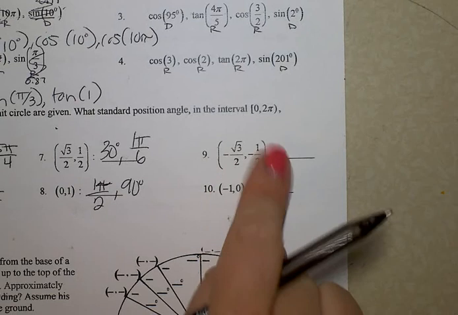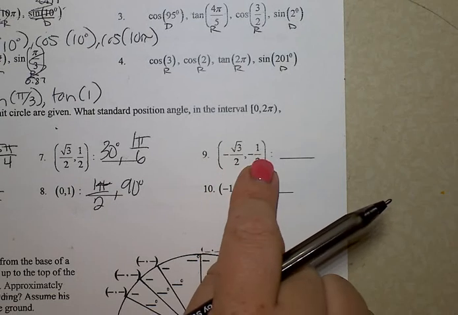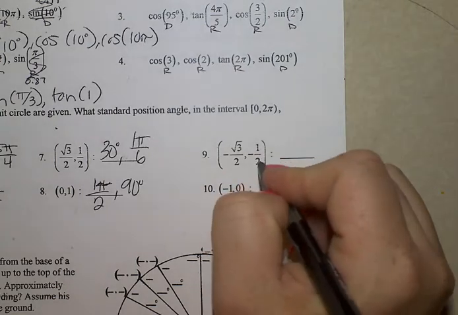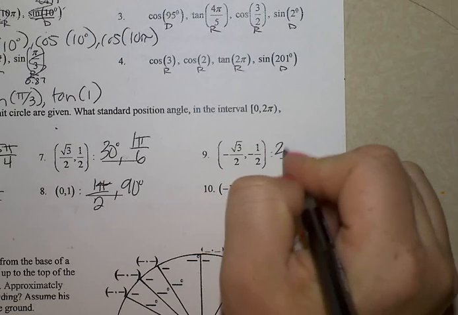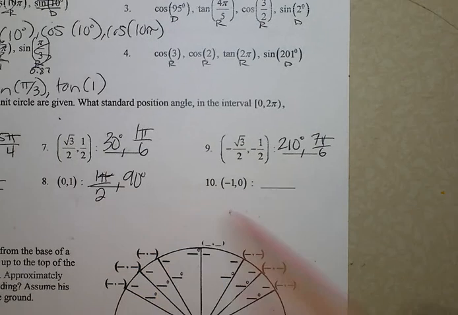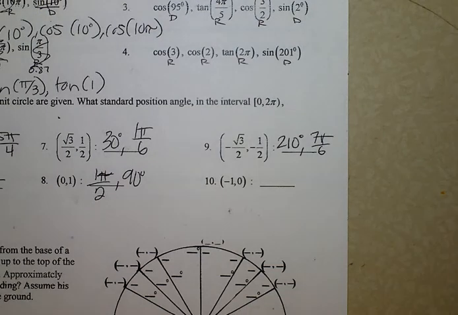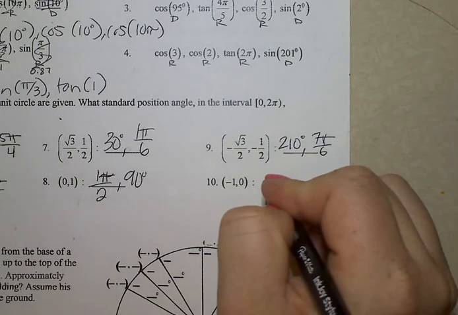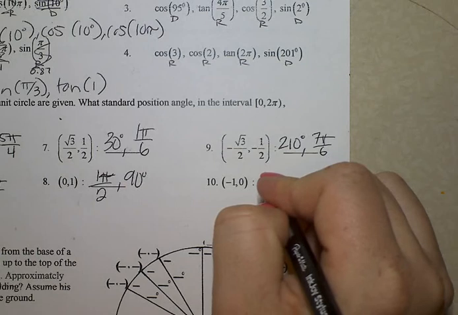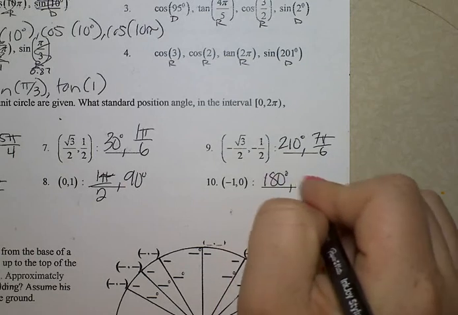Please find negative radical 3 over 2 and negative 1/2. So both negative. That means quadrant 3. You, Lisa? 210 I like. 210. And what's another way to say it? Great. Last one. Can everybody find negative 1 and 0? Negative 1, 0. Did you say 100 and what? You got it. 180 degrees or pi.